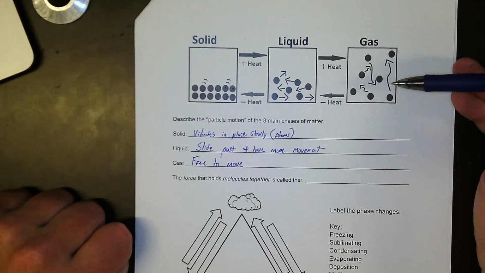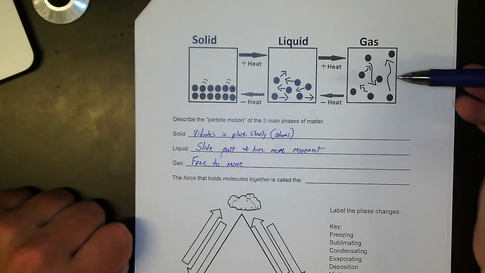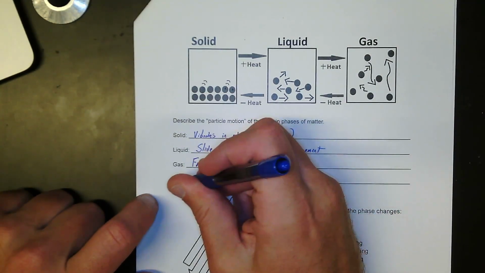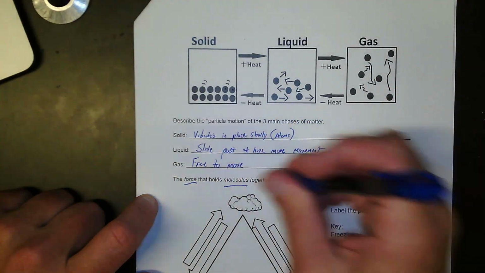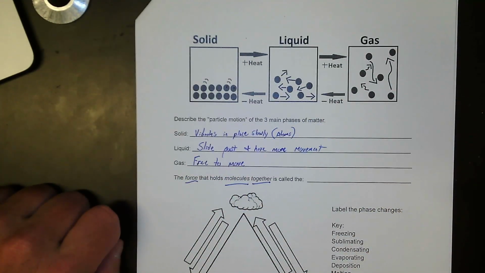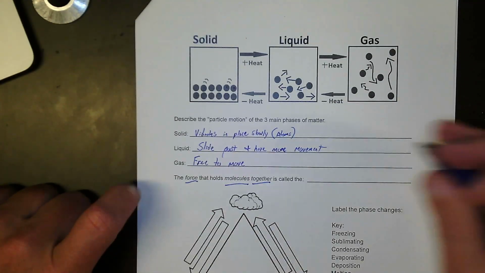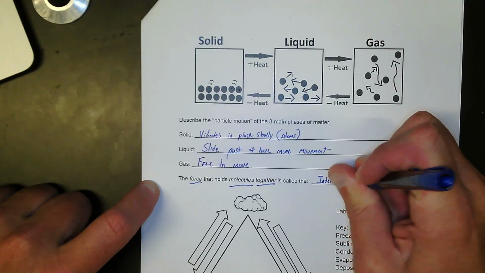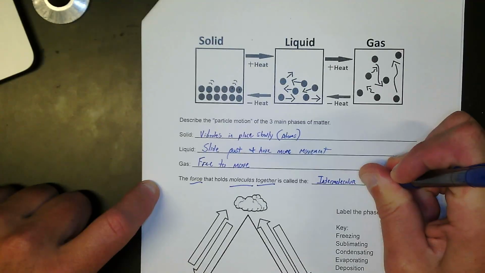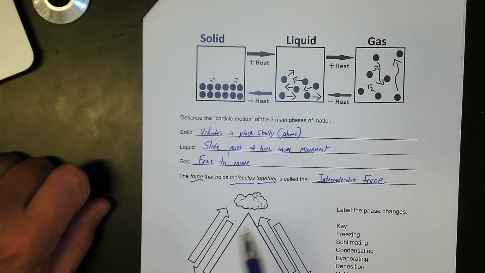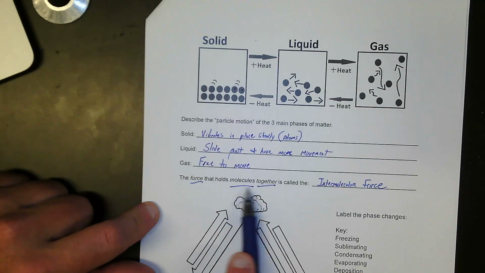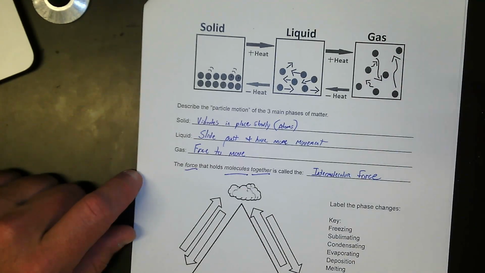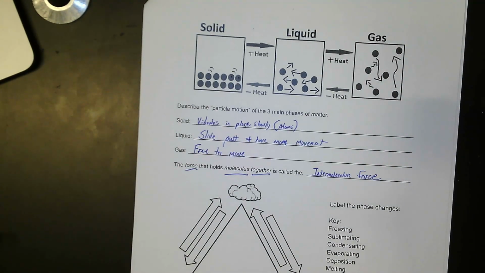It has enough energy, enough average kinetic energy, enough temperature for its size and weight, that the force that holds the molecules together has been overcome. And we call that force the intermolecular force. So the force that holds molecules together, the intermolecular force, has been overcome by the gas, and the particles are free to move around.